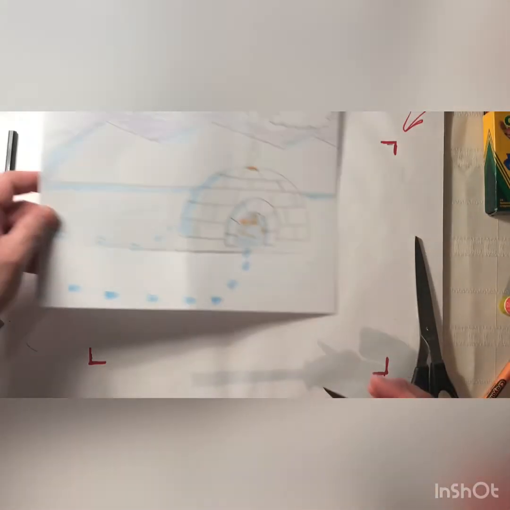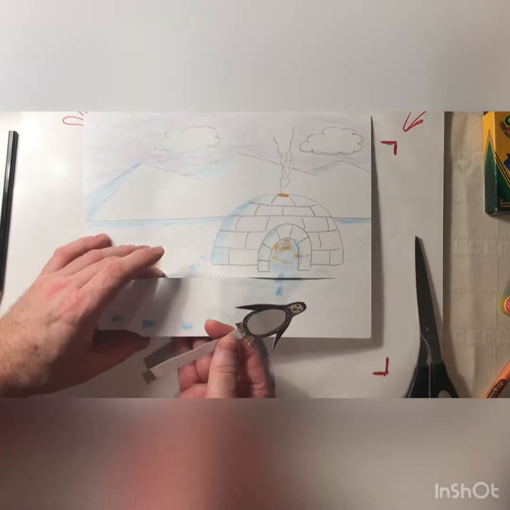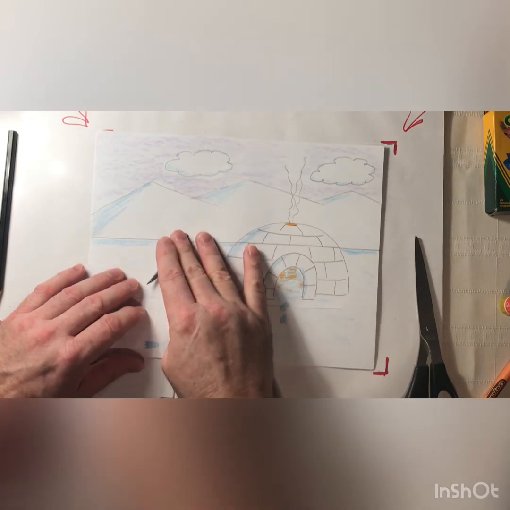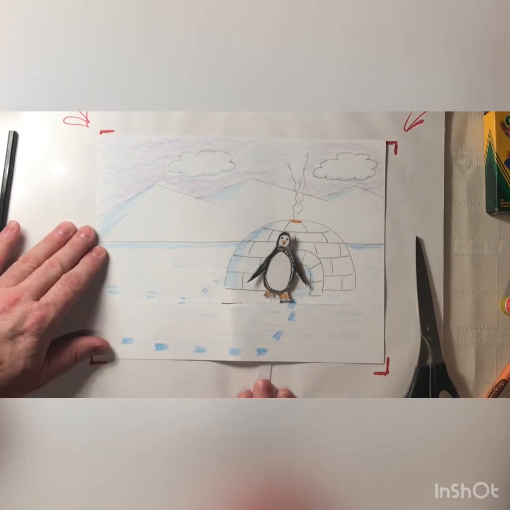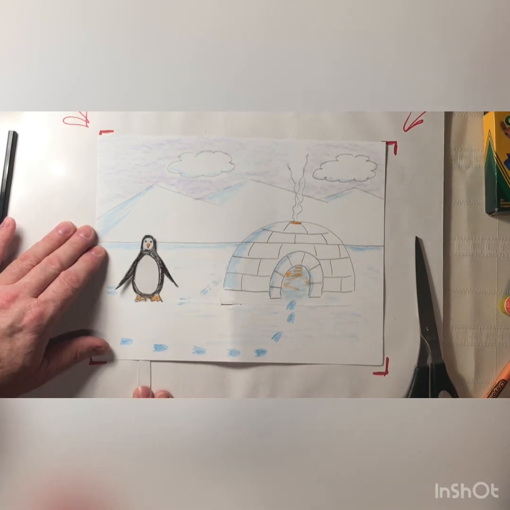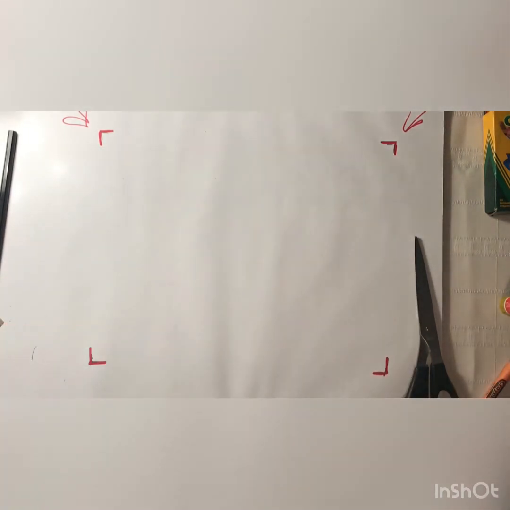Here's our drawing. Now, to make this work, you're just gonna push up in the back, open it up. See how it opens up? Stick this through there, pull it through, and now your little penguin can walk around. Okay, let's set this aside because we still got to cut out our little person.